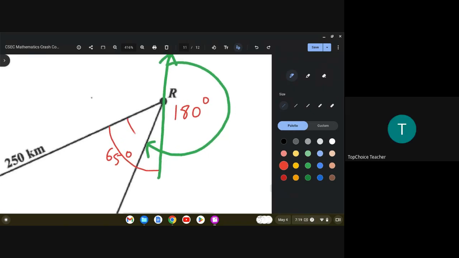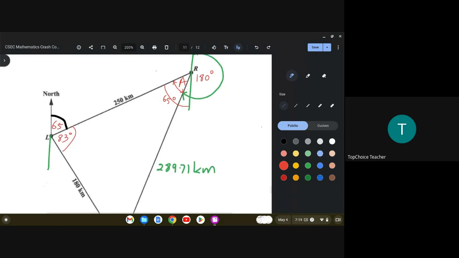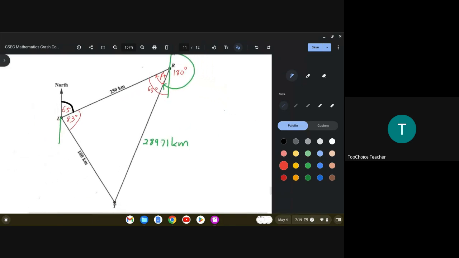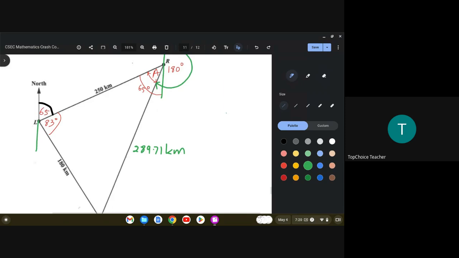But what if we knew this angle here? If we had known this angle I just drew, which I'm going to call capital A, and I take that away from 65, I'm going to get the missing piece. You all see that? And then if I add that to 180, am I not going to get my actual bearing? Yes. That is what we're going to do. So we are going to use the sine rule to find angle A. Let me repeat that: we're going to use the sine rule to find angle A.